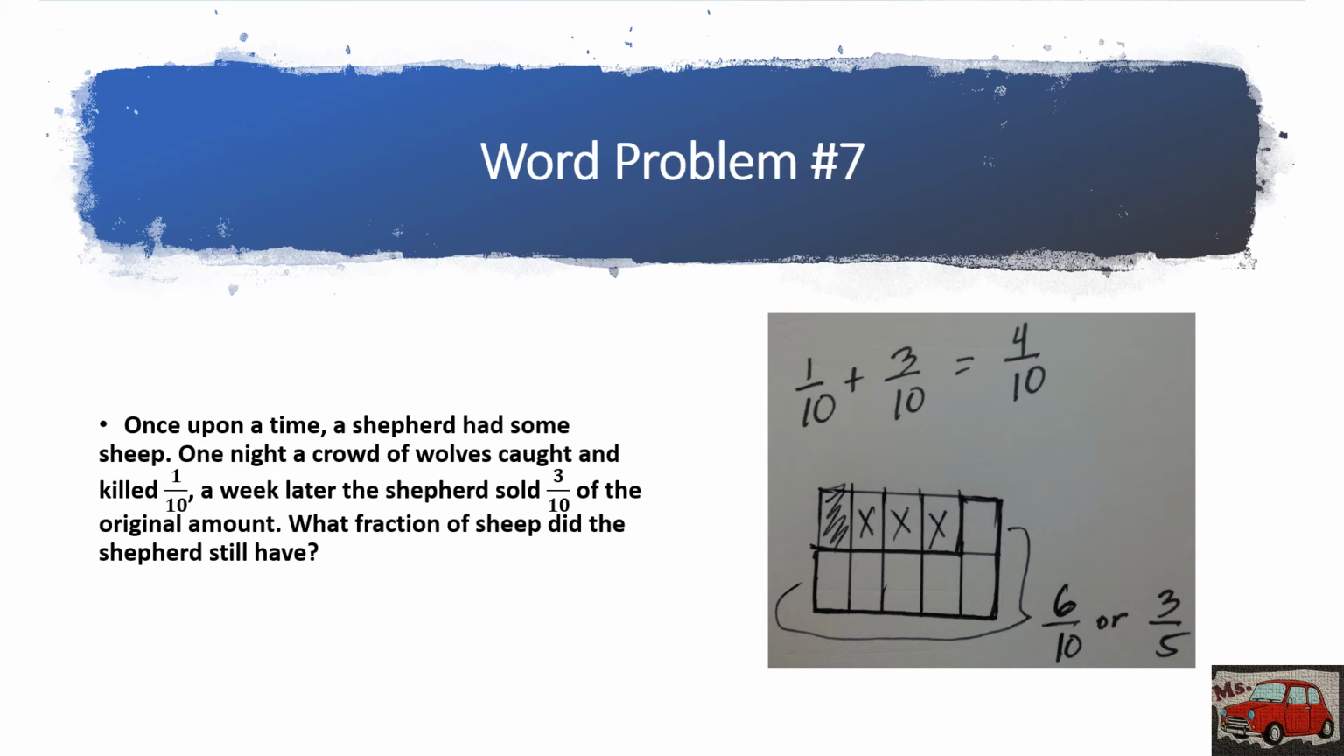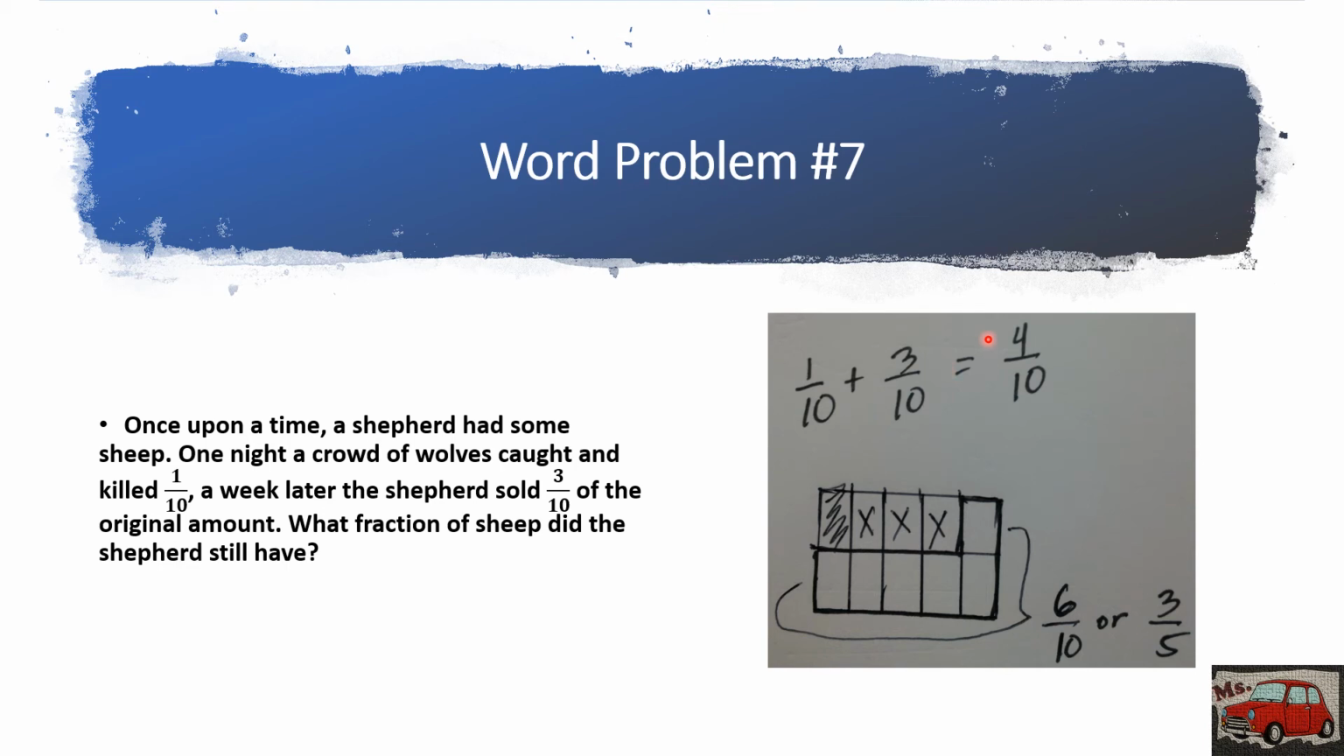Okay, so ang hanapin natin is yung fraction na natira na sheep. So, ang gagawin natin, yung 1/10, tsaka yung 3/10, ipagsasamahin muna natin. So, yung fraction na nawala dun sa shepherd, or yung nawalang sheep dun sa shepherd, is 4/10. Alright? So, since yung whole part is 10, at nawala na yung 4, so ibig sabihin, 6/10 na lang yung natira.